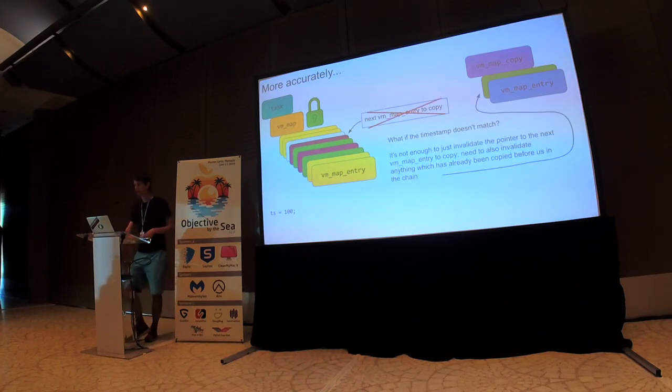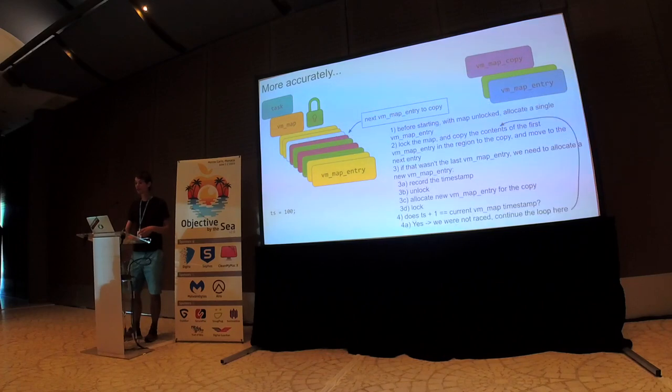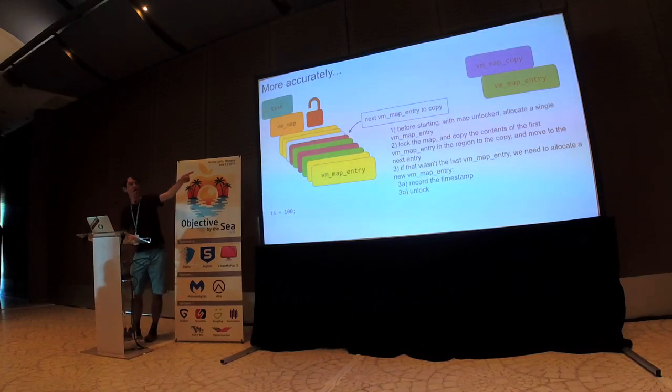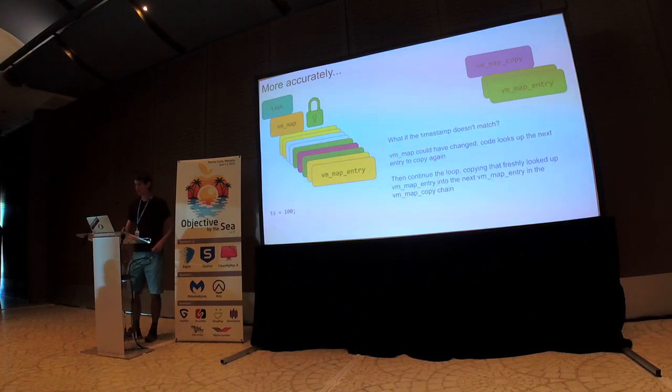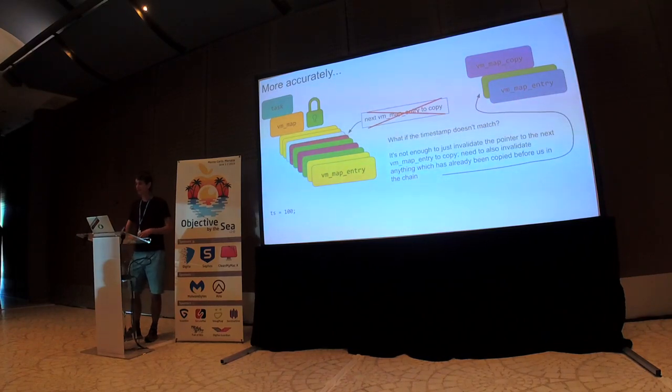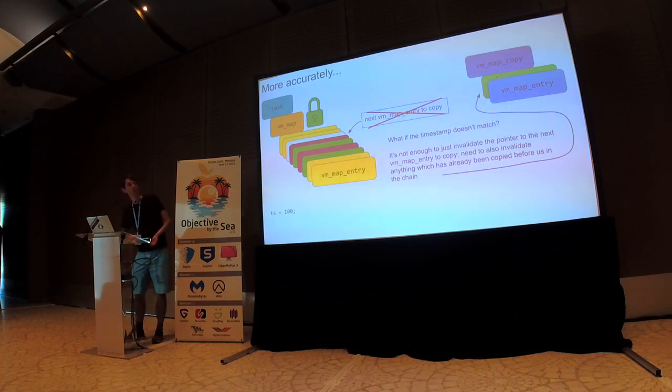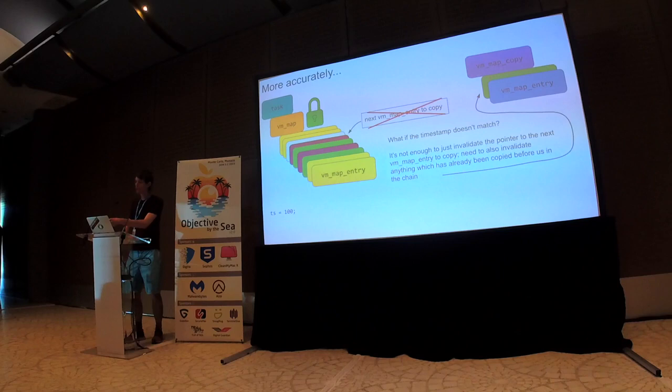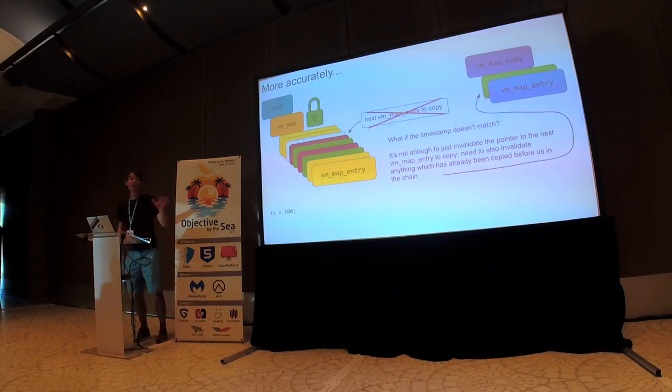So let's look at what might happen. Because it should be clear that this is clearly not an atomic operation, because at some point that lock goes red and the lock is dropped. So if the timestamp doesn't match, then it's not enough to just invalidate this pointer, which points to the next VM map entry to copy. We also have to go back and reset everything that we've done previously here, because we never removed this VM map entry from the source. We only removed the entries right at the end of the operation. So when we reset the state of the world, we need to reset everything we've done.